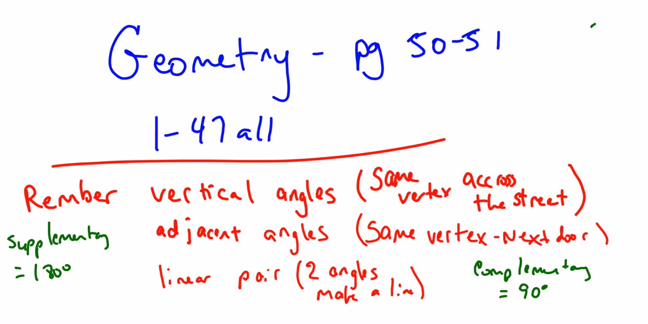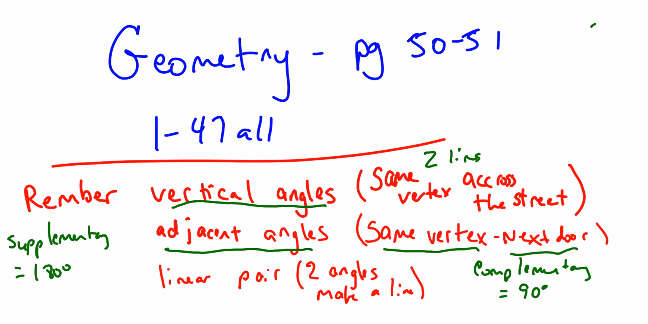Alright, today we're going to go over geometry, page 5051, 1 to 47 all. You have to remember vertical angles: two lines have to have the same vertex, and we kind of say they're across the street from each other. Adjacent angles are the same vertex and the same side, and we kind of say next door to each other.